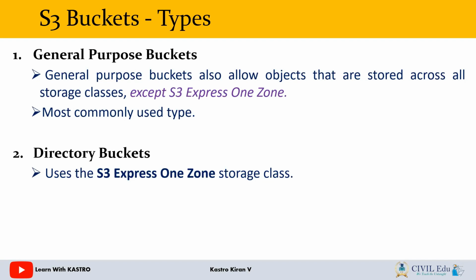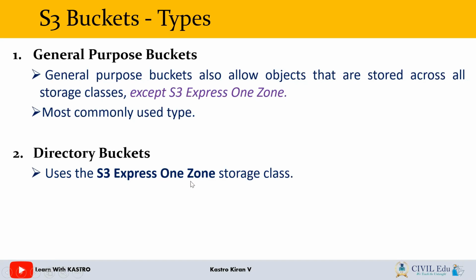But here, directory buckets are something which will be storing the data only in one availability zone. That's called one zone. It will be storing the data only in one availability zone. It does not store in all the three or all the availability zones which are there in that region. So that's why it is called a directory bucket. So directory buckets are the buckets which store the data only in the one zone storage class.